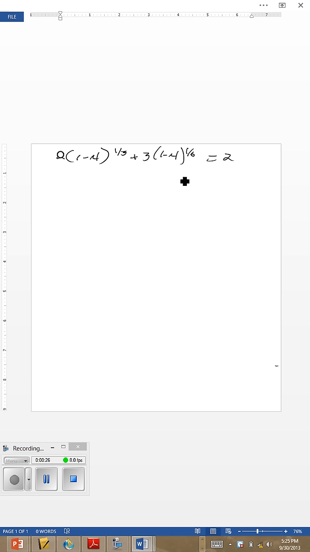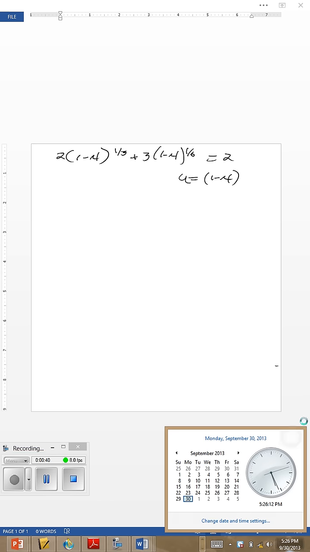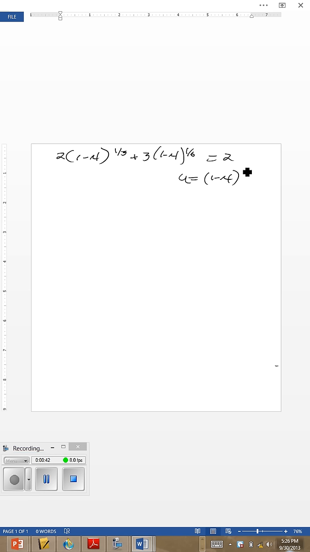Obviously, your u wants to contain some bit of 1 − x, but if that's all you let u equal, then you still have to contend with the 1/3 power and the 1/6 power. Ideally, we should let the lower power stand in, so (1 − x)^(1/6) is going to be u. Now, if that's u, you should suspect that the term with the 1/3 power is u squared. If you're not convinced, then you say, well, what is u squared?